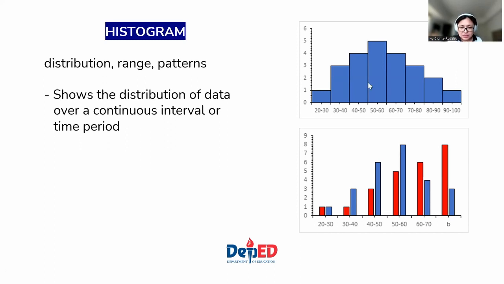This one is, well, it's like a histogram, but it's a histogram of two data sets. No, this one below here. But usually, if it's just one data set, there should be no space in between. It's really just showing distribution.